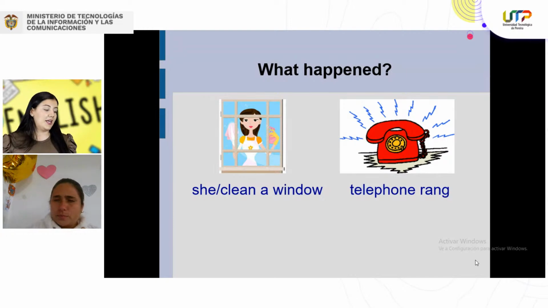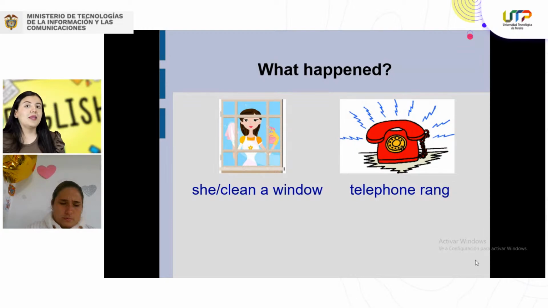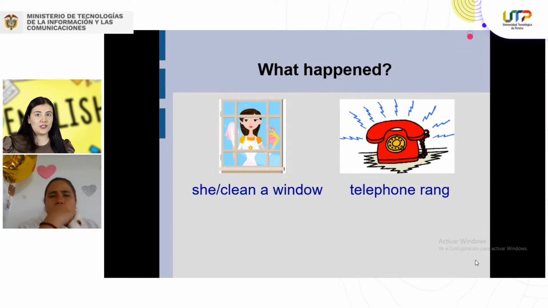Tenemos dos eventos y el primero es, she cleaned a window, ¿okay? That was the first event that happened in the past. And second, we got telephone rang. Solamente con ver estas dos imágenes, ¿cuál creen ustedes que fue la interrupción? ¿Sí? ¿Será que la interrupción es que estaba limpiando las ventanas o la interrupción fue el teléfono? ¿Ustedes qué creen? Si le ponemos un poco de sentido, sabemos entonces que la interrupción claramente es el teléfono, ¿sí? Es algo que no esperamos que suceda, sino que es algo inesperado, ¿cierto? Algo que interrumpe la otra acción.